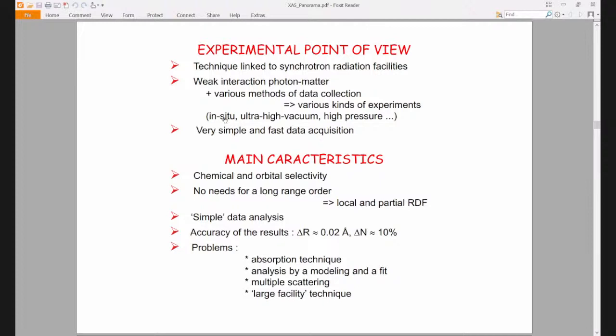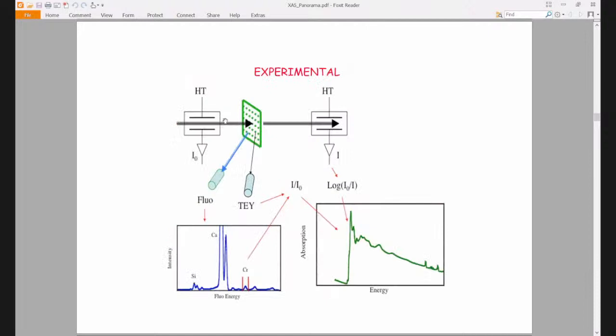You know, you have to think that. I said that, but it was at the beginning, it was really a problem. Some results in XAS are completely crazy because the people did not realize that the results were a little bit strange in terms of physics. It is a large facility technique, I tell you, and now there is this problem. And this problem is multiple scattering. Not really important.